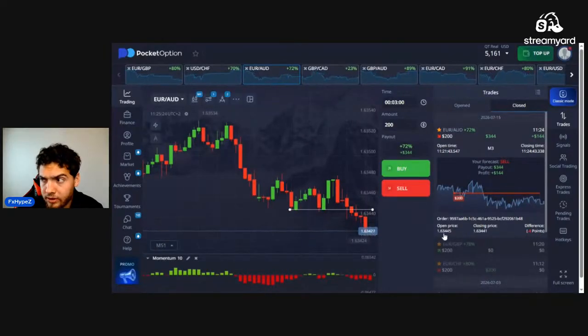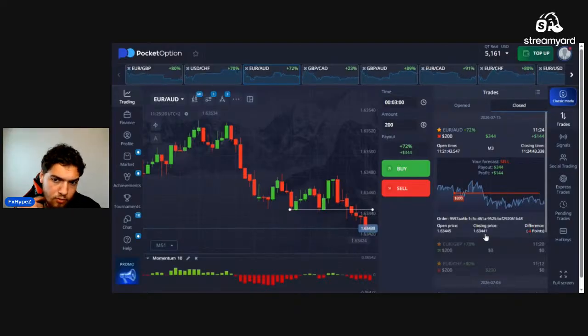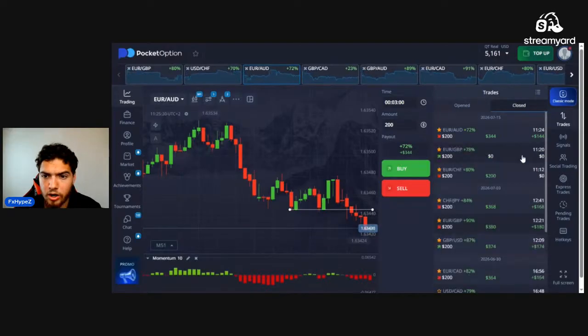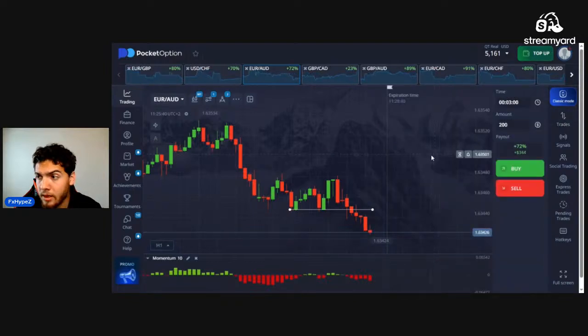Locked in at 1.63445, closing price 1.63441. So far up until now, that's 1 break even, 1 loss, and 1 win. That's all 3 in 1, I suppose.